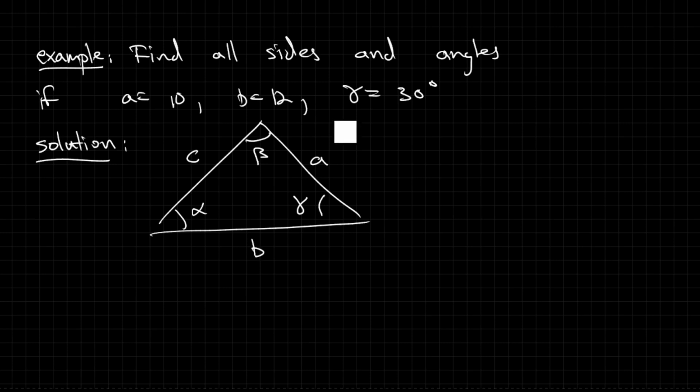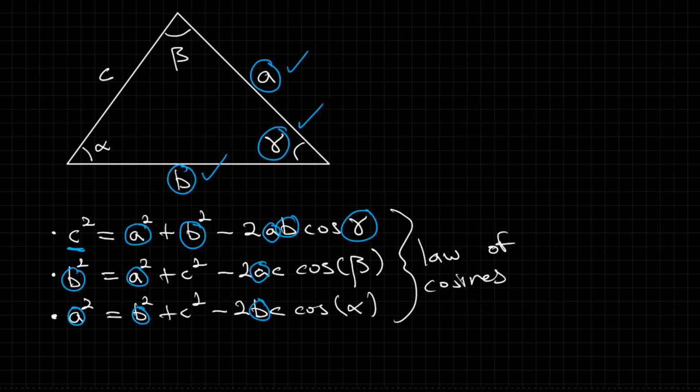And you can fill in what you know here. You know that A is 10, you know that gamma is 30, and you know that B is 12. Now we already talked about how we can use the law of cosines, but if I was doing this problem from the start, I would draw my triangle, and then I would look at the law of cosines and see, is there something that I can use here? Is there a law of cosines in which I have exactly one piece of unknown information?